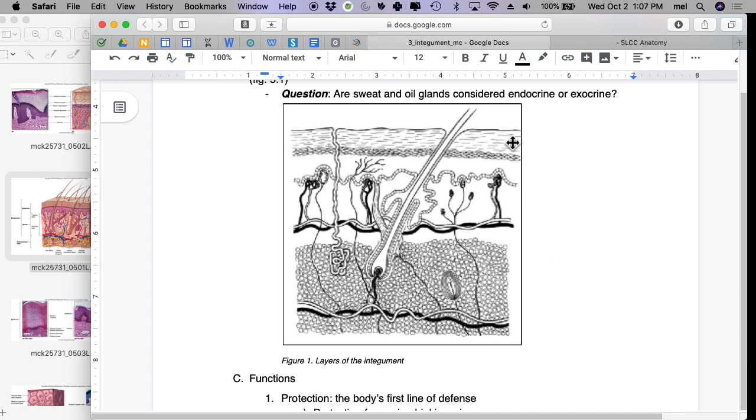Okay, and so you can see in this figure as well that this right here is actually the integument, and then this is the subcutaneous layer or the hypodermis.